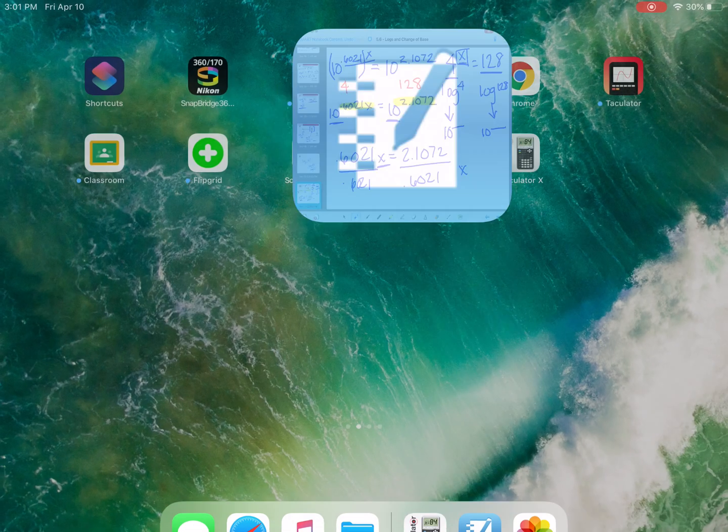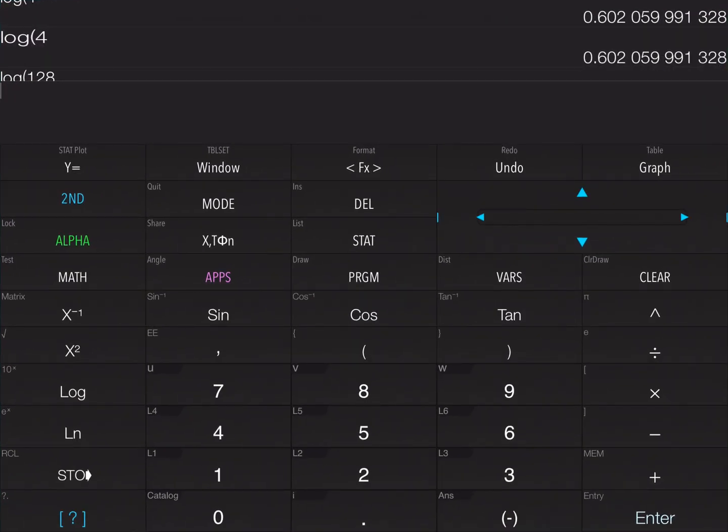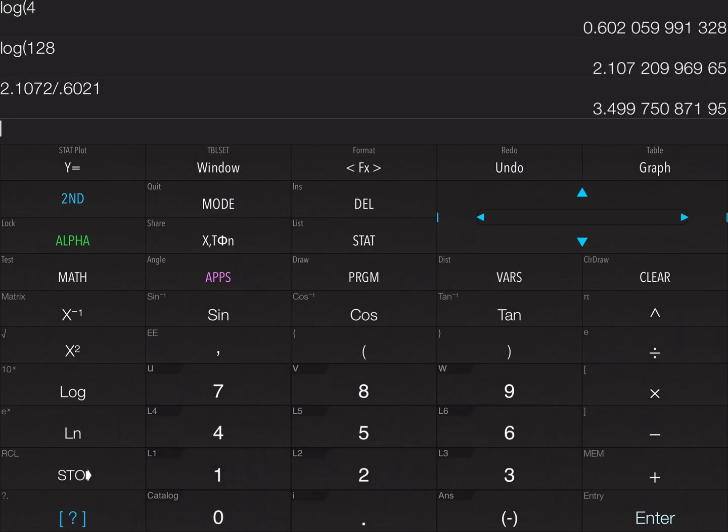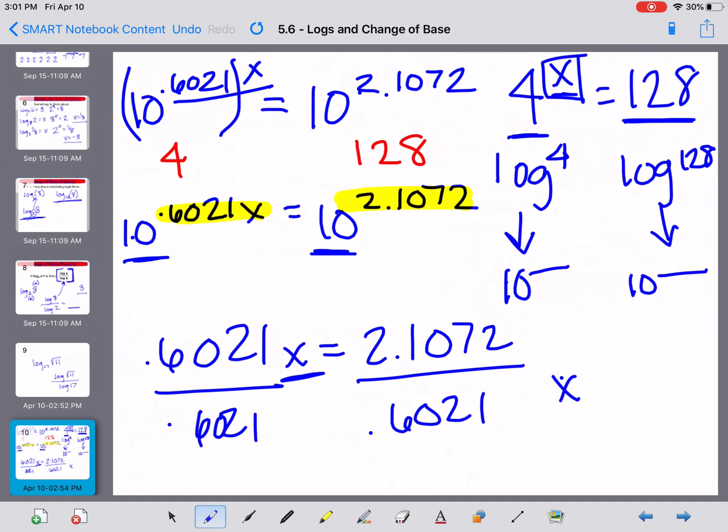Let's do that really quick here. So if I go 2.1072 divided by 0.6021, I get really, really close to 3.5. About.